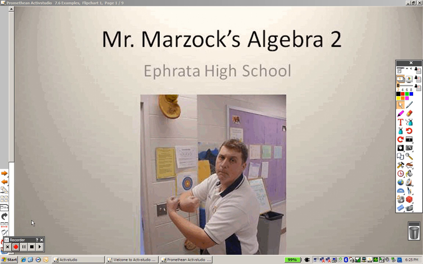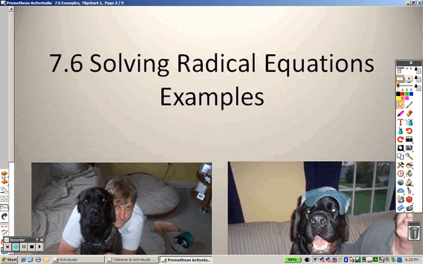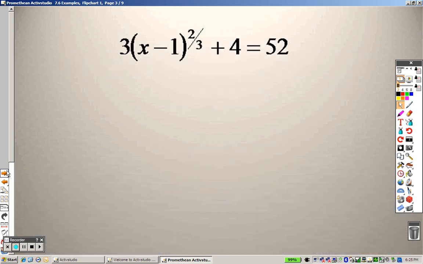We're now at 7.6, and this is solving radical equations and examples. Taking a look at this problem, it's really not that challenging. I don't want you to jump the gun and wonder what to do. It's the same as every other problem we've done. There's just one little tiny step that's a little different.